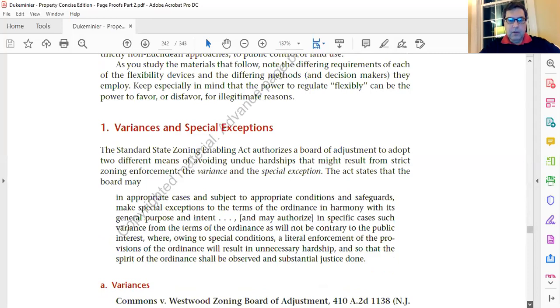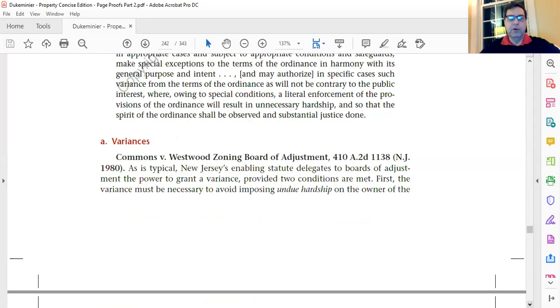The first mechanism that we're going to discuss is called the variance, and the book has a case that we're going to look at. Here we go. Commons versus Westwood Zoning Board of Adjustment. And so here, the case is in the New Jersey Supreme Court. The plaintiffs filed a request for a variance in front of a zoning board of adjustment, and that variance was denied. Then the plaintiffs went to court asking for a review of the zoning board's actions, and the case went against them in the court, and so now they've appealed that decision up to the state Supreme Court.